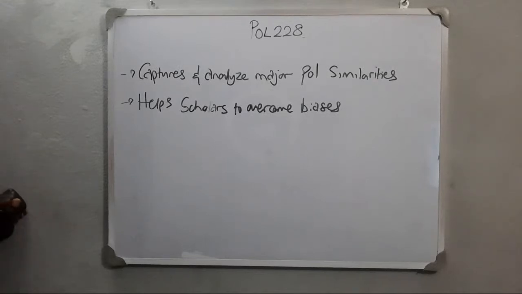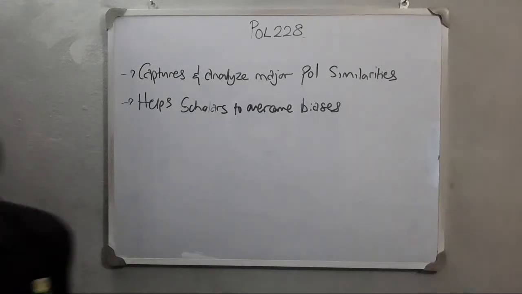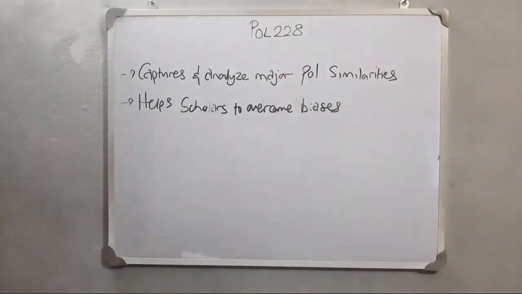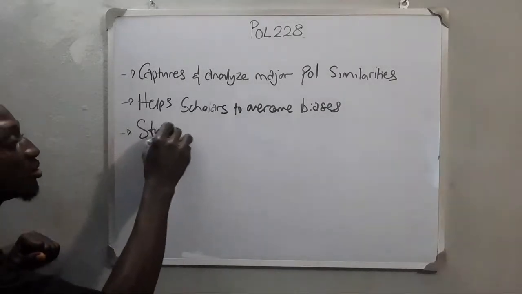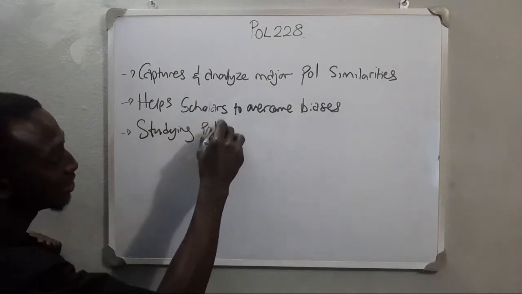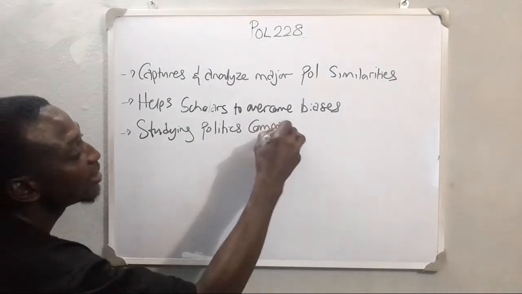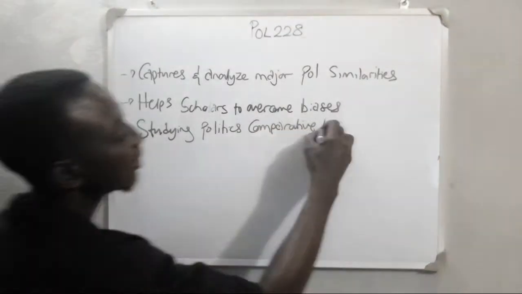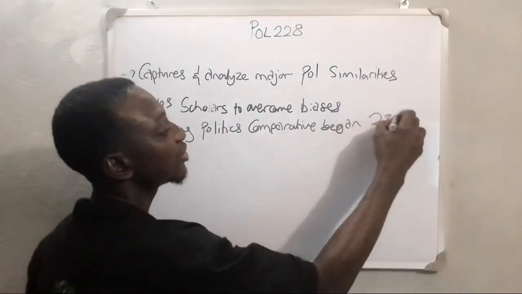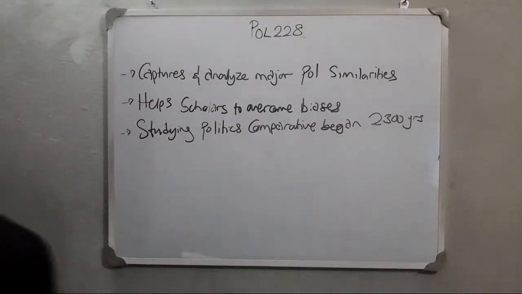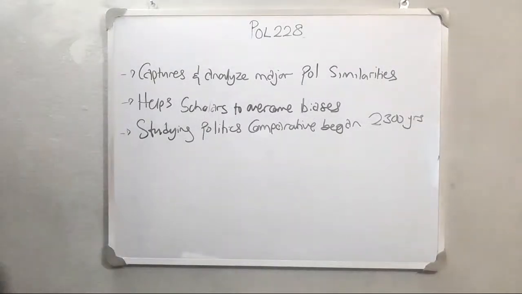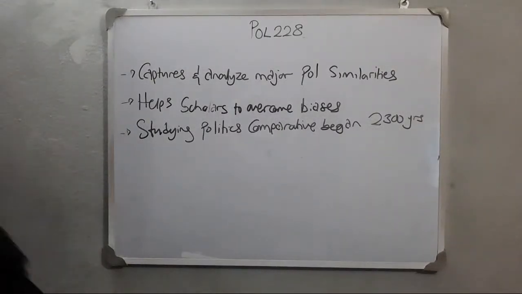Now the attempt to study politics comparatively began about 2,300 years back. Philosophers like Aristotle, Plato, and Socrates, among others, blazed the trail in this regard.